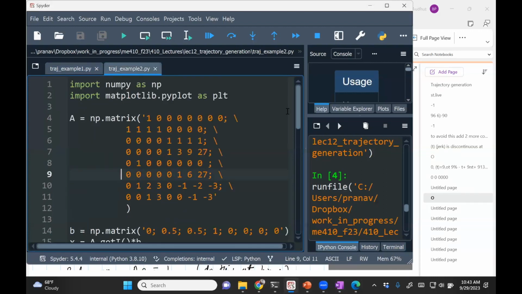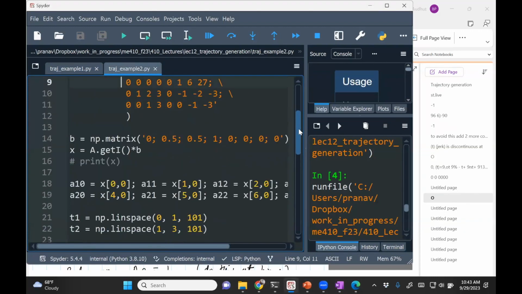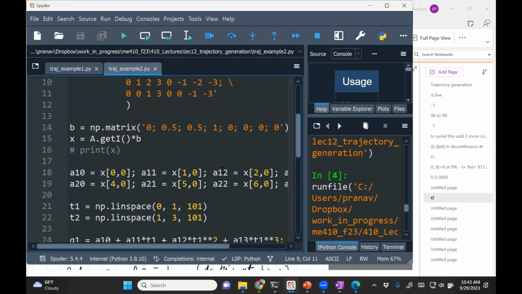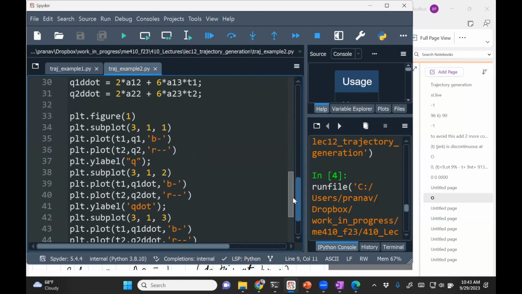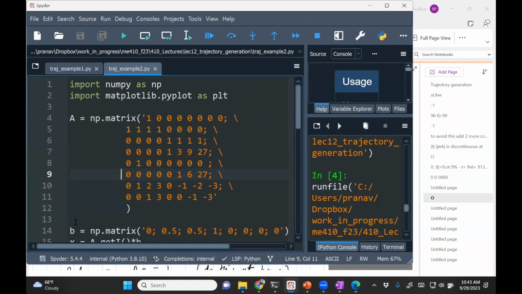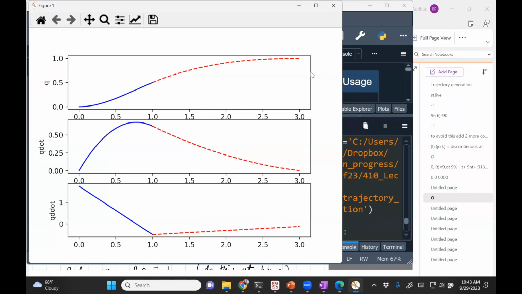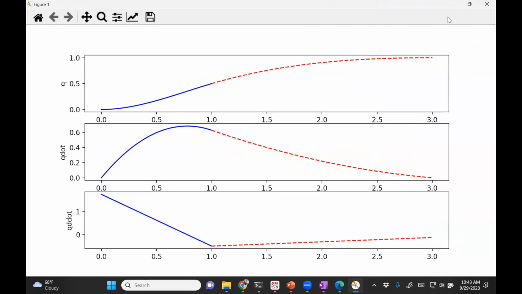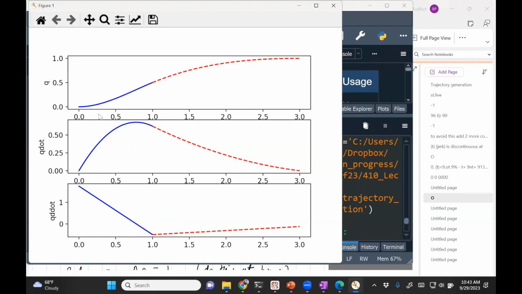So this is example 2. Here's the uppercase A, lowercase b. Everything else is the same. It's just copy paste. Just the A matrix and the b matrix would be different. So running this, it gives me a plot like this. You can see the position looks very similar to the previous case. Velocity is interesting. It goes from 0 all the way to 0, but here it is continuous. Last time it was set to 0.2, so it was a bump and another bump.